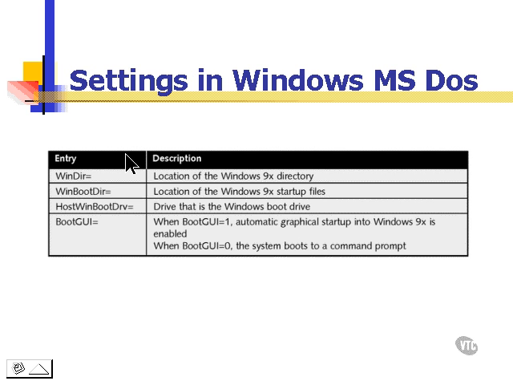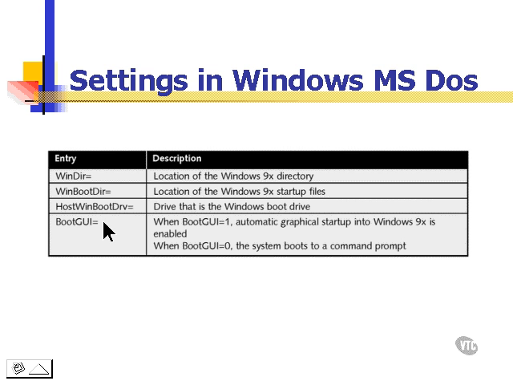The settings that we can set in the msdos.sys file include windir, which is the location of the Windows 9X directory, winbootdir, which is the location of the Windows 9X startup files, hostwinboot drive, which is the drive where Windows is located, and then boot GUI, or boot graphical user interface, which is a selection of either going to Windows or booting to a command prompt and then choosing to go to Windows when we want to.